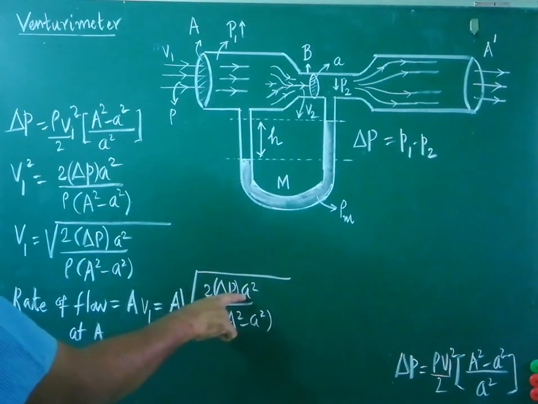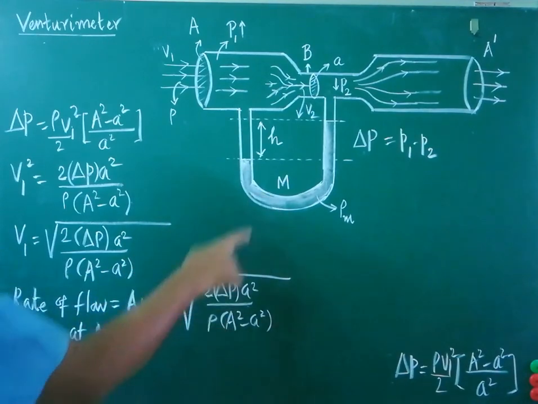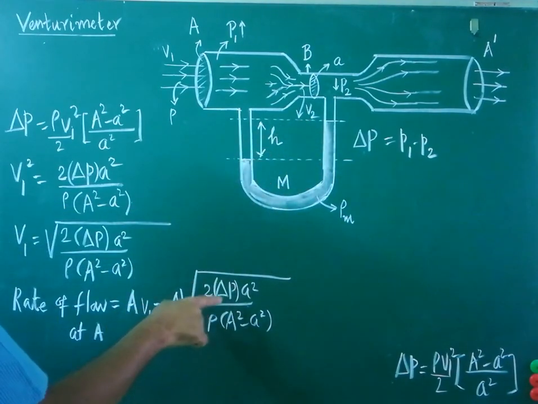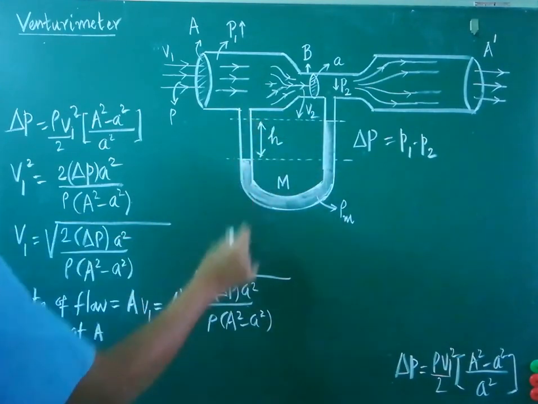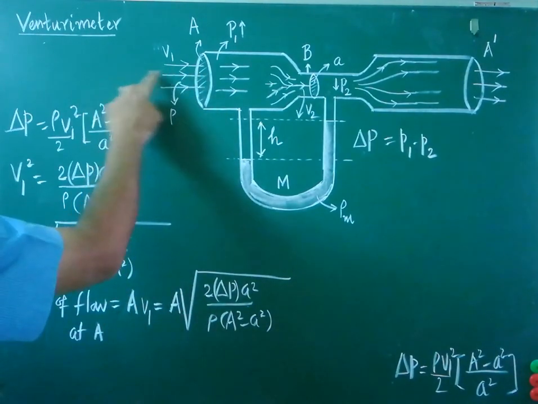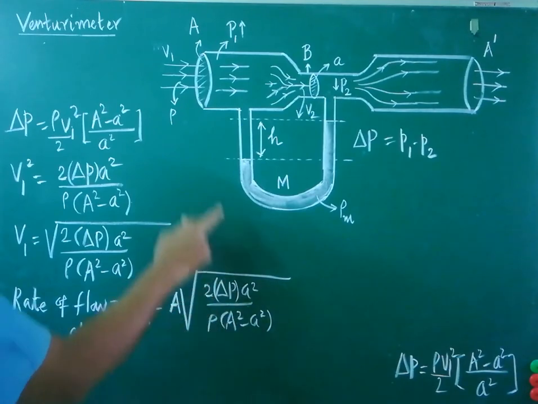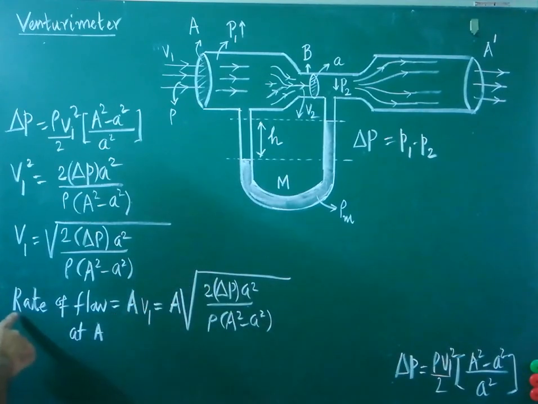By knowing the value of cross section small a, the difference in pressure can be calculated by the manometer. The difference in height between this level and this level gives you the difference in pressure, with the help of which we are able to calculate it. The density of the liquid that flows within the pipe must be known, and the area of cross section of the end A must be known. By substituting all the values, we are able to calculate the rate of flow. Are you clear? Flow speed or rate of flow at end A can be calculated. So that is the purpose of using the Venturimeter.